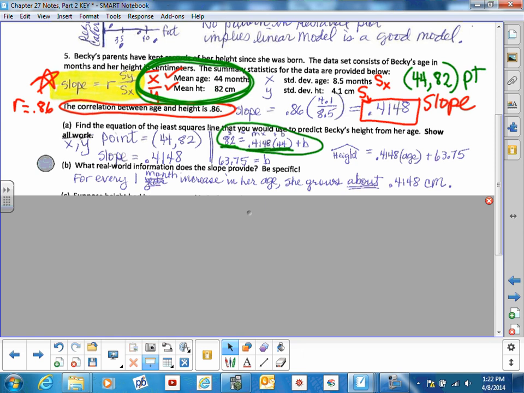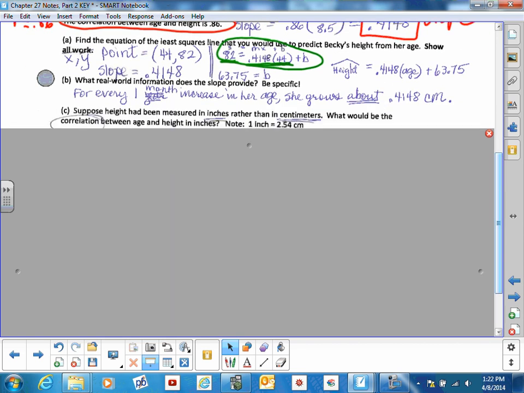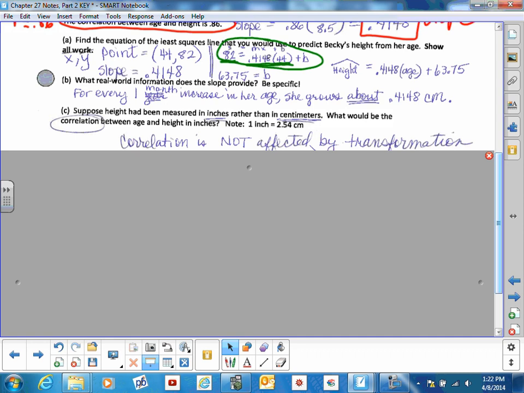But here's another little factoid that you might have forgotten. What happens if you change the scale from inches to centimeters? How is that going to affect the correlation? This like connection of how the dots are around the line. It stays the same. Good job. This correlation is not affected by transformations. This is a little fact that we learned before.